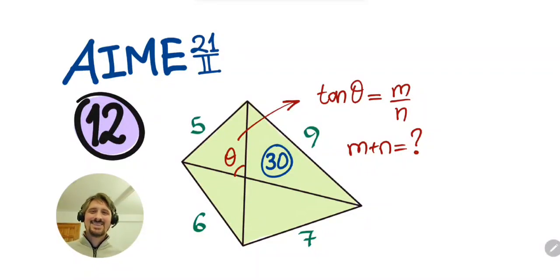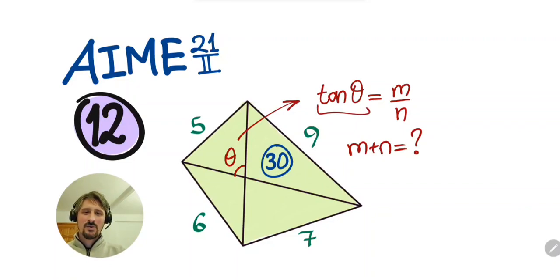Hello everybody. In this video I'm going to solve problem 12 from the second AIME 2021, the geometry problem, which goes like this. We have a quadrilateral with side lengths 5, 6, 7, 9 in this order, and then the diagonals make angle theta, the smaller angle is theta, and we would like to find tangent theta, which is m over n.